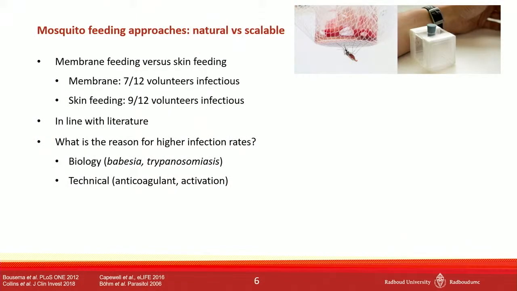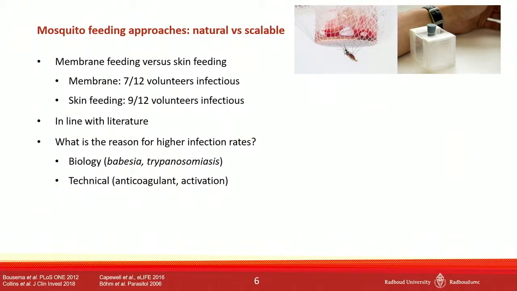So we have done membrane feeding. Here you see blood in a feeder, and there you see my arm actually against the cage of mosquitoes. And by membrane feeding, we managed to see infections in 7 out of 12 volunteers. By skin feeding, 9 out of 12 volunteers. And actually the mosquito infection, the oocyst numbers, so the parasite numbers in mosquitoes, were also higher by skin feeding.